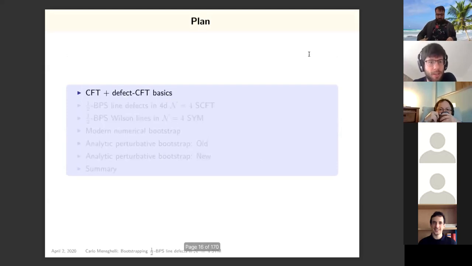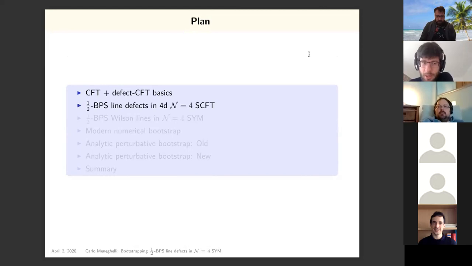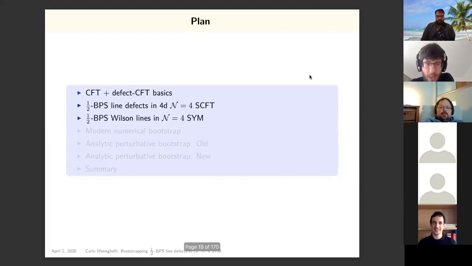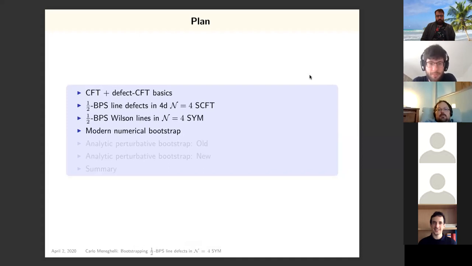Okay, so the plan is to review a few basics of CFT and defect CFT that I will use. Then talk a little bit more about this RTPS line, what the symmetries are, what operators we can talk about there. This part is going to be abstract, not making any reference to Wilson lines, just the symmetry of the problem. Next, I will review what we know about Wilson lines in N equals 4. And then I will approach this problem using the modern numerical bootstrap.